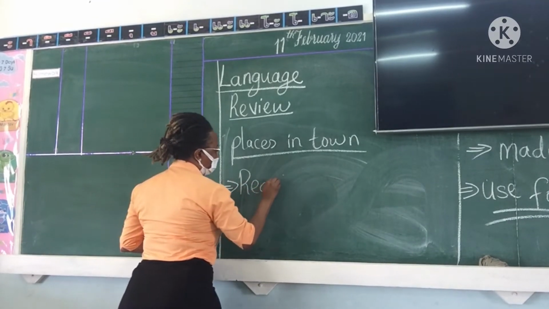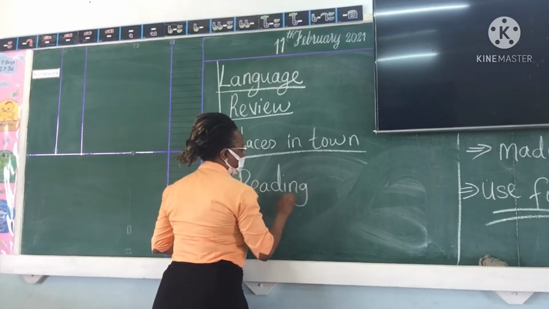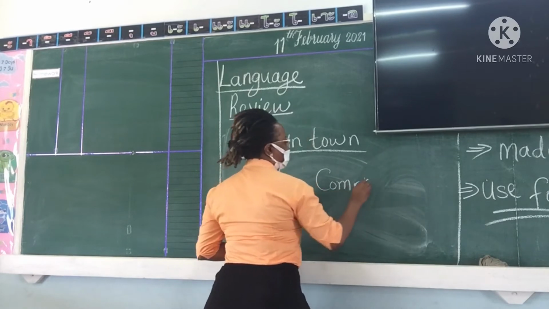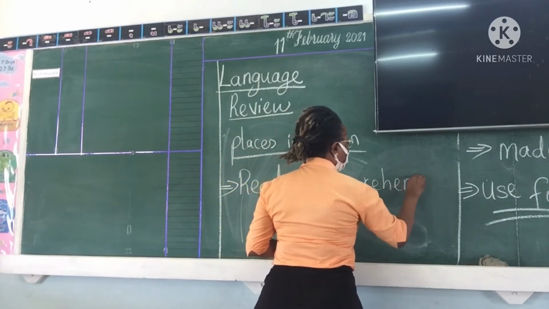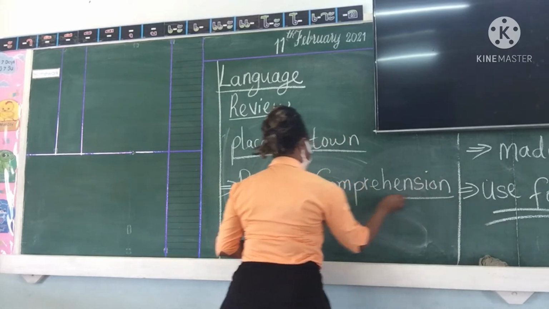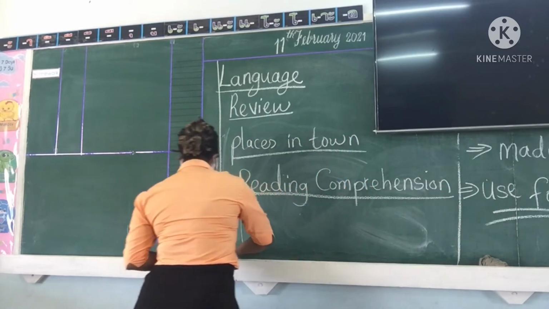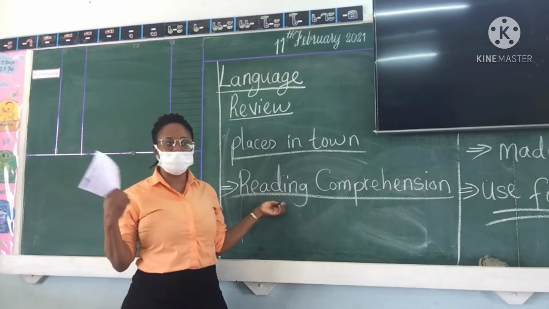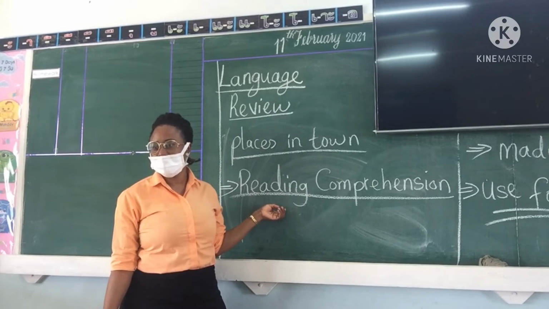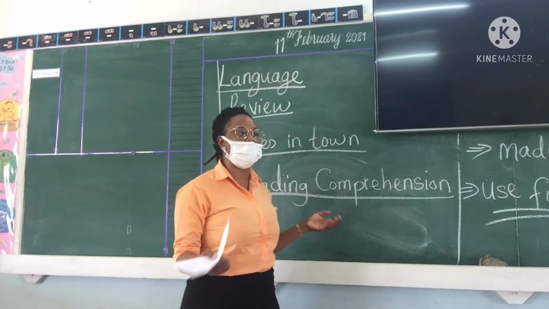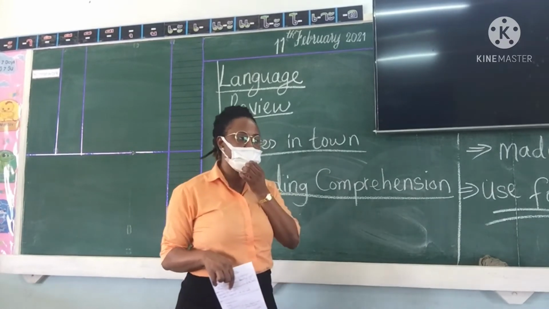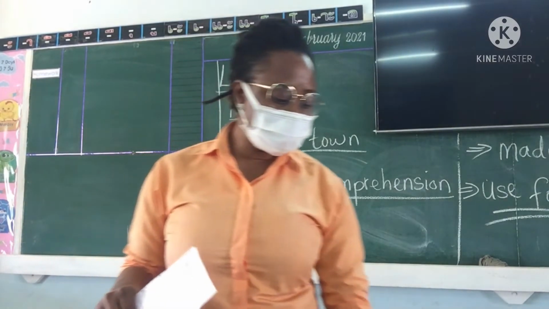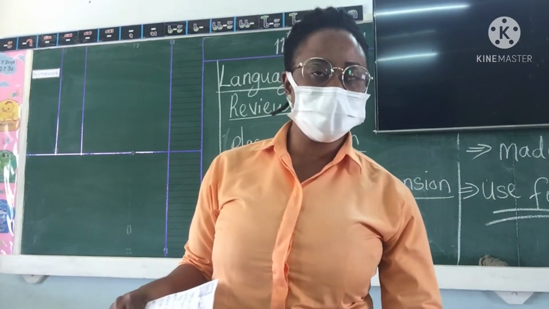Reading comprehension. Okay. In reading comprehension, you have to read a story, right? And then you tell me what you understand. And then you answer questions, okay? You read and answer some questions.